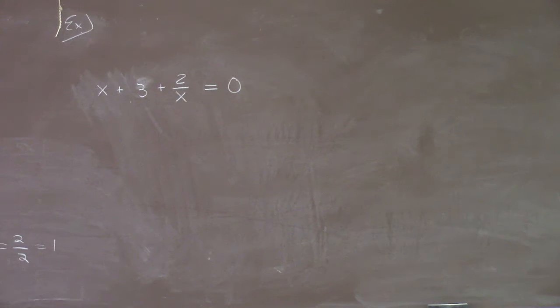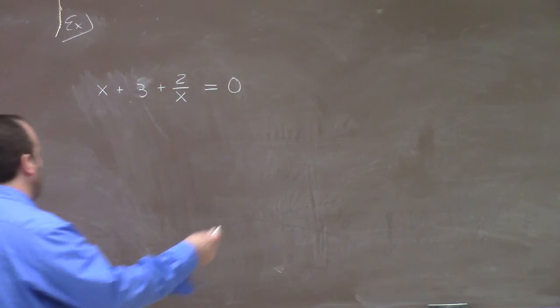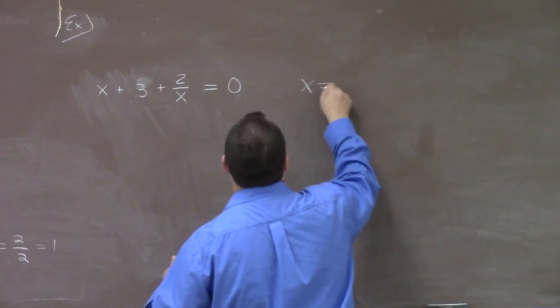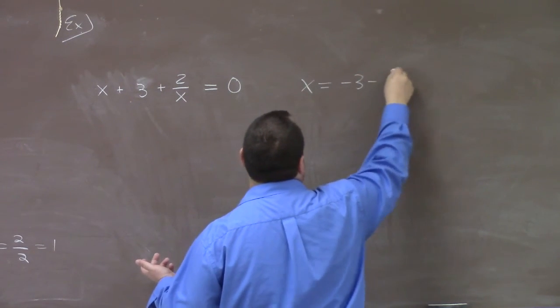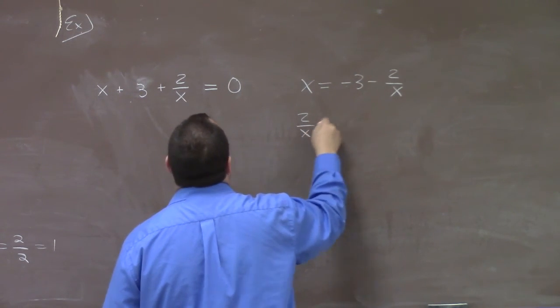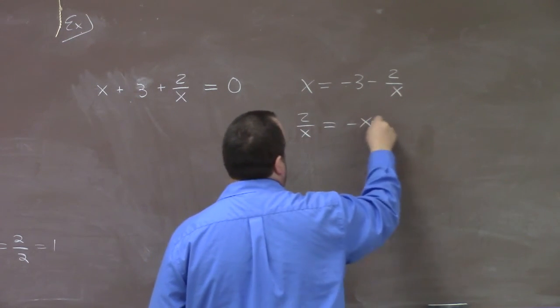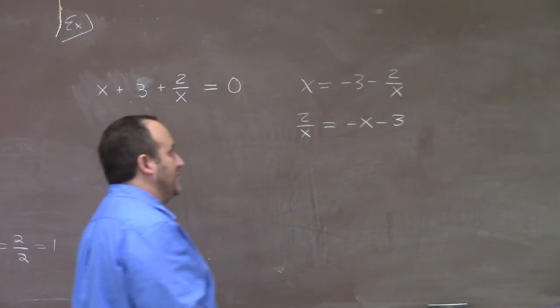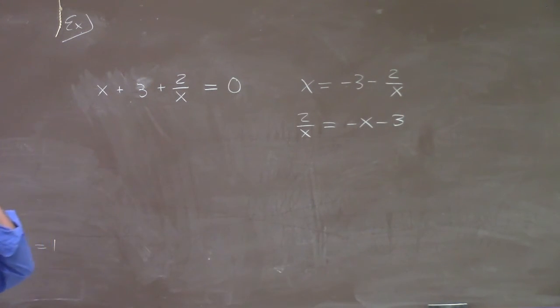So this one here is more annoying than the last example. We can't just isolate x, right? If you try to solve for x, what happens? Minus 3 minus 2 over x, that's not helpful. If we try to isolate 2 over x, we get 2 over x equals minus x minus 3. So it's kind of like whack-a-mole. However we try to solve for x or solve for 1 over x, there's always the other thing on the other side, and so it's just annoying.